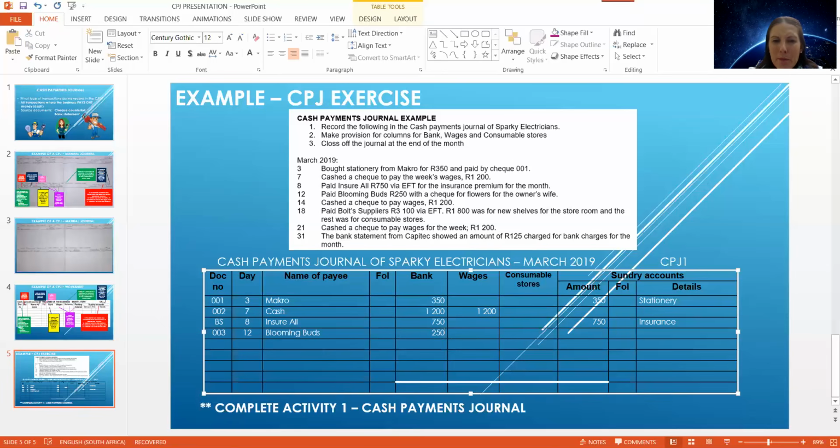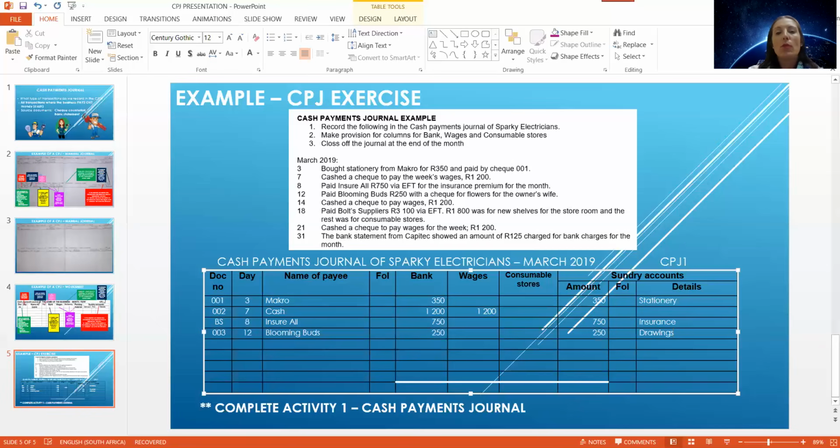Why did we pay that money out? Okay, the owner bought flowers for his wife. Okay, what do we call it when the owner uses the business's money for his own personal payments or expenses or personal use? Yes, I hear you from that side. Drawings. Is there a column for drawings? No, so we go to the sundry accounts. Remember, we have to record it as drawings.